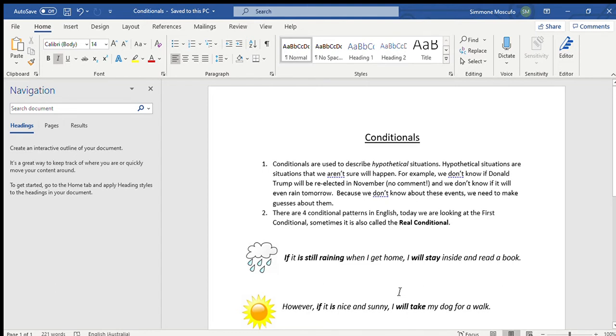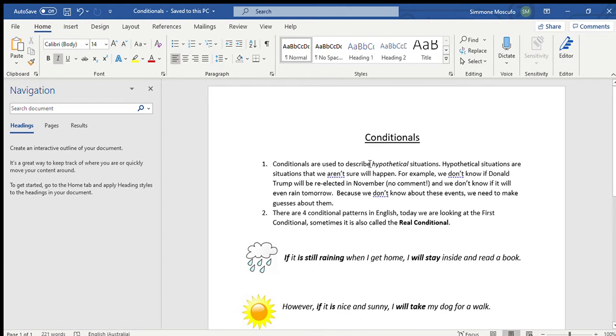Today I'm just going to do a video on the conditionals. So this term we're going to do all of the conditionals. Today we'll start off with an introduction to conditionals in general, and then we're going to have a look at the first conditional, okay?